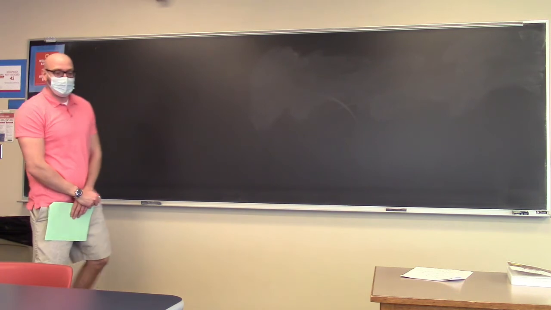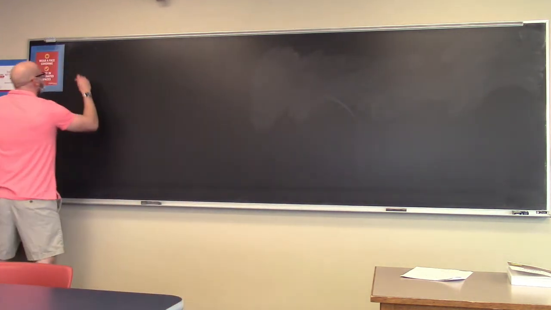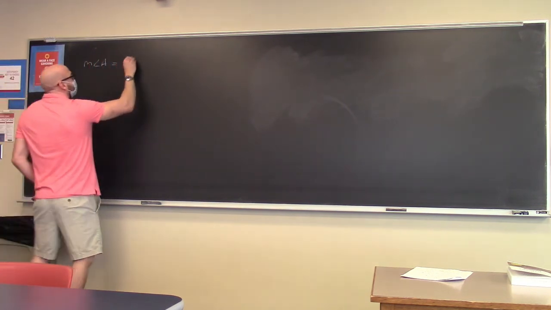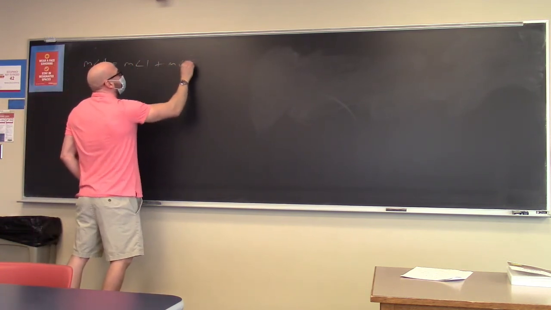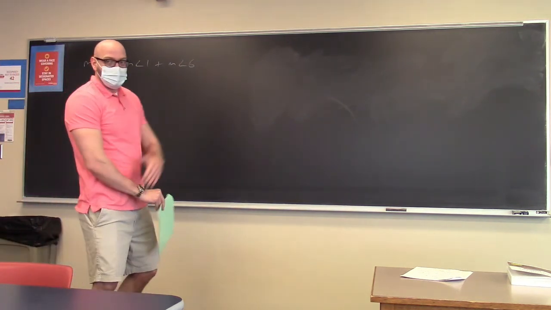Hopefully you read the announcement that I made after class last time, because I wrote something completely wrong. But if you didn't, just to recap, we had that the measure of angle A at the end there was equal to the sum of two measures, the measure of angle 1 and the measure of angle 6. I actually rewatched the video. I did say the right thing, and then I wrote something that was completely wrong.